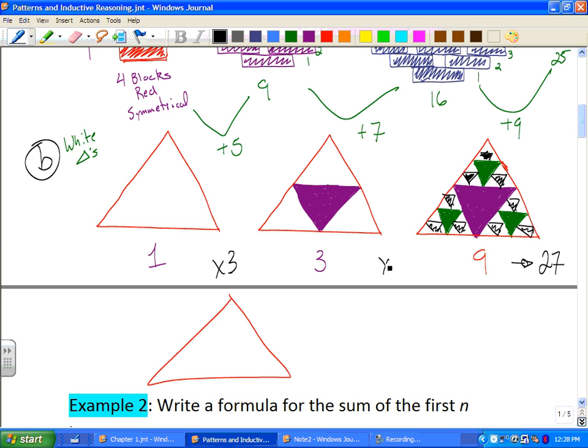Multiplying by 3, multiplying by 3, multiplying by 3. What's another way of saying multiplying by 3? It's 3 raised to different powers. But when you multiply by 2 every time, what happens to the numbers? You double it. So when you multiply by 3 each time, you triple.